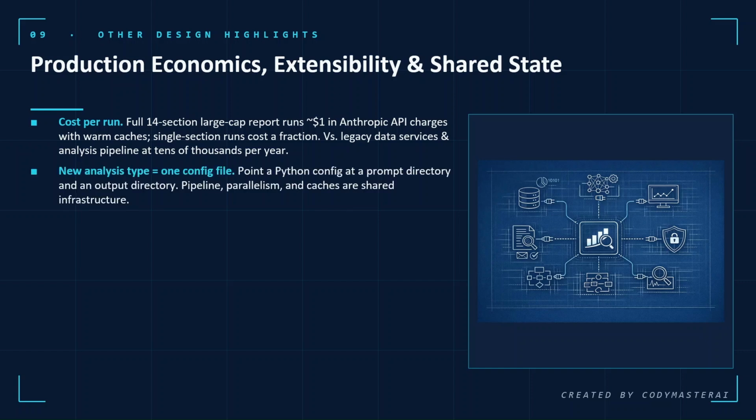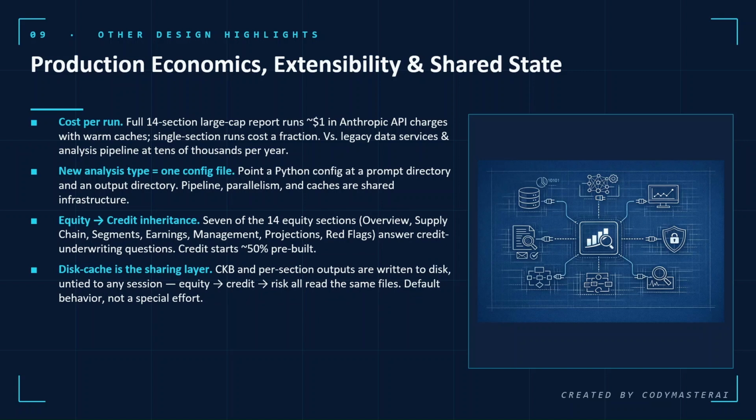Extensibility: adding a new analyst type, say credit research, is literally one config file. You point it at a prompt directory and an output directory. The pipeline, the parallelism, the caches, all shared infrastructure, no rewiring and minimum incremental coding needed. And that shared cache is the key to cross-team use. 7 of the 14 equity sections directly answer credit underwriting questions. Once equity runs the report, credit starts roughly 50% pre-built.